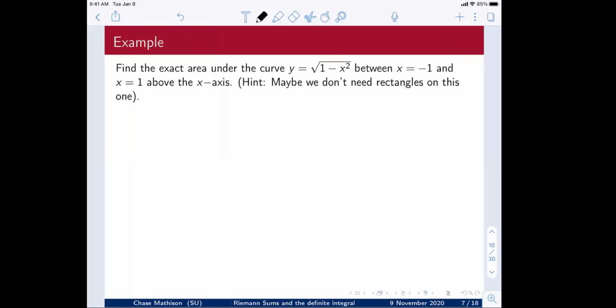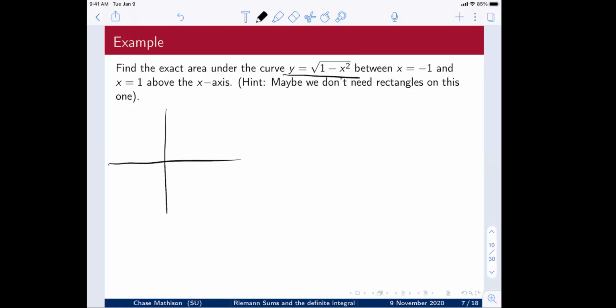All right, another example. Find the exact area under the curve y equals the square root of 1 minus x squared between x equals -1 and x equals +1 above the x-axis. Okay, hint, maybe we don't need rectangles on this one. So my advice, 100% of the time when you're trying to find these areas, or really for 99% of calculus problems, get a sketch of what's going on.